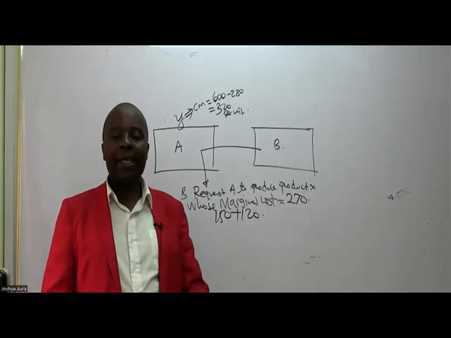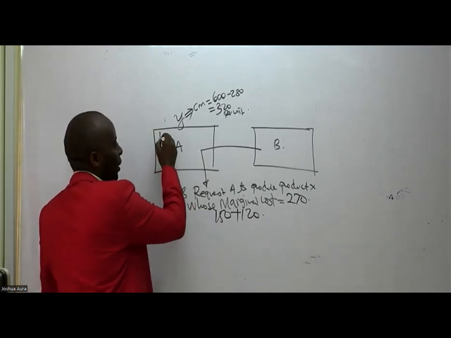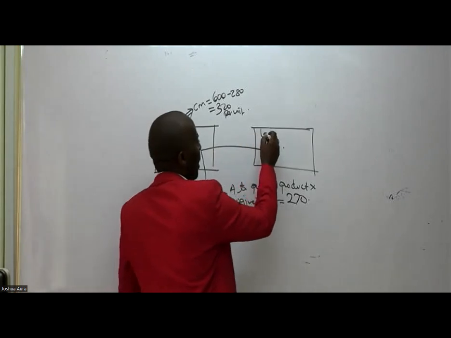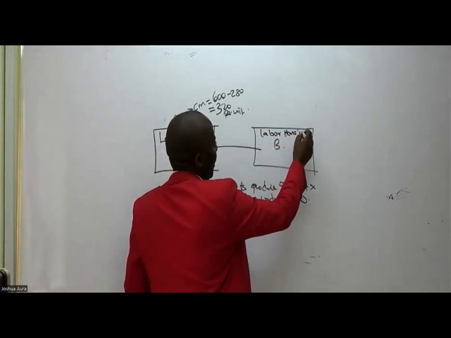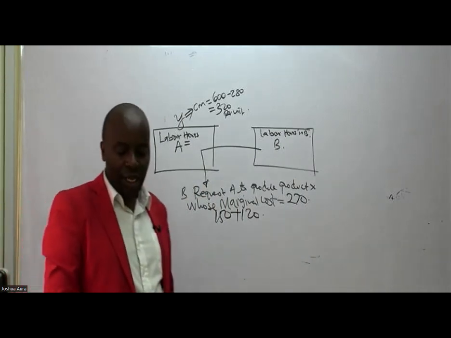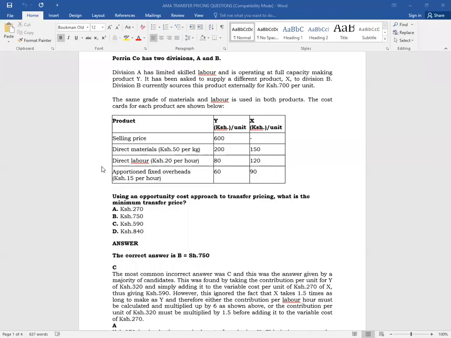Now from there, I need the limiting factor. The limiting factor is the skilled labor hours. So we have labor hours in A, and then labor hours in B. These guys gave me labor cost for the two divisions. But fortunately, I have the rate of paying these workers, which is 20. So how do I change labor cost to labor hours? It's very easy. I should take 80 divided by 20. In this case, Y will be 80 divided by 20, which gives me 4. And 120 divided by 20 gives me 6.